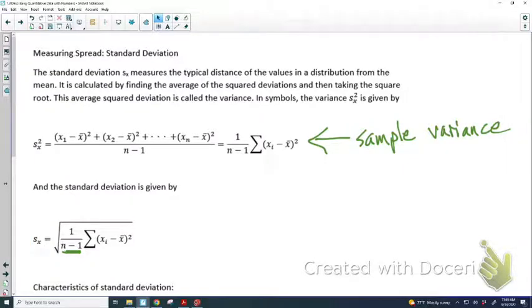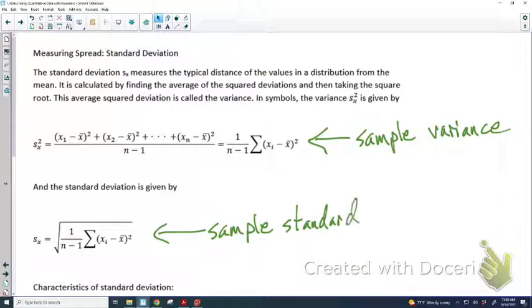And at the bottom, right below that, is the formula they give you on your formula chart. That is your sample standard deviation. So when we write that, we just write S. And when we write sample variance, we write S squared.